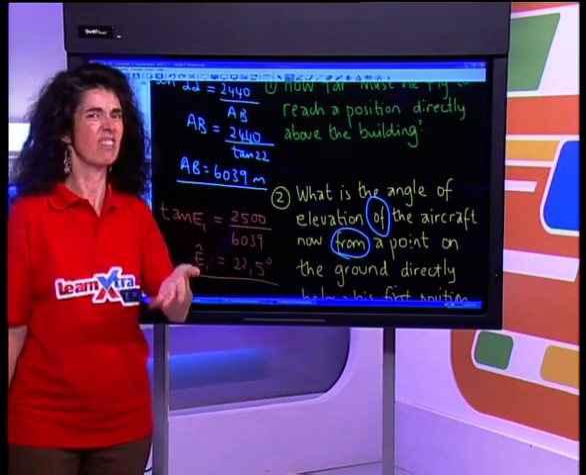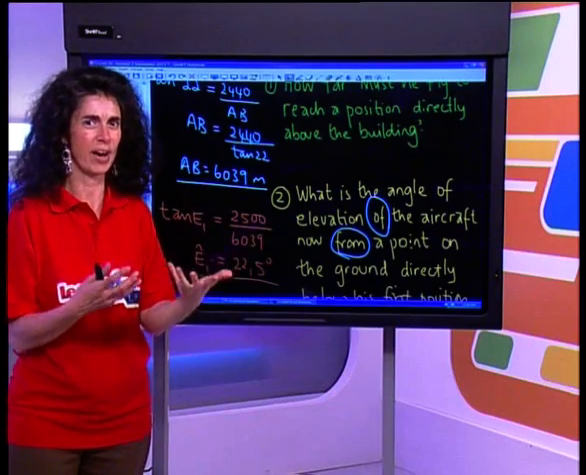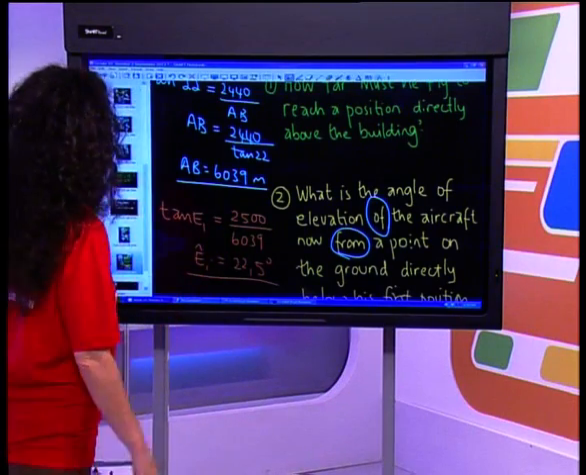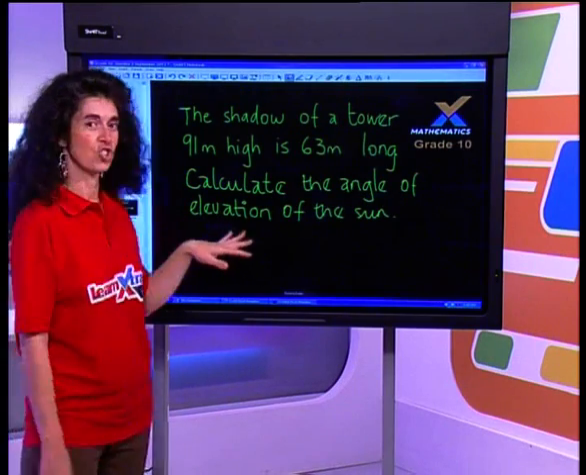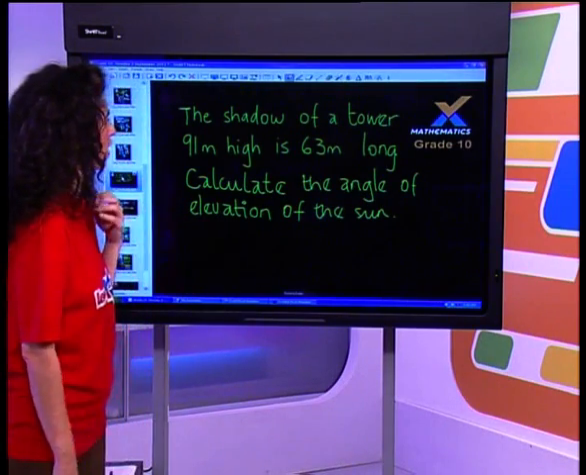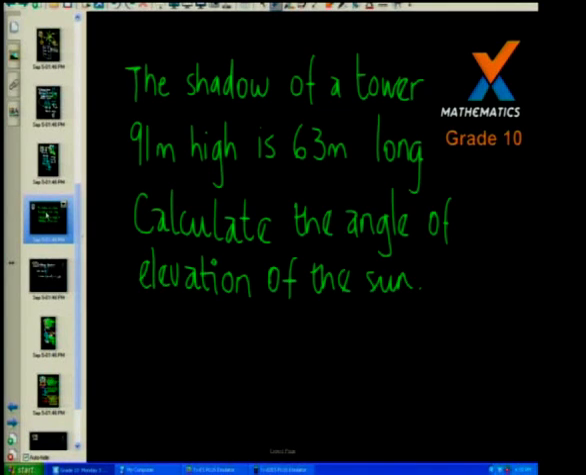Some of you are saying, but I've got angle A, I've checked my answer, I know it's correct, I would like another little challenge. So maybe we'll do one that we haven't done, and we'll check this question in a moment. We've got the shadow of a tower, 91 meters high, is 63 meters long. Calculate the angle of elevation of the sun. So I'll leave you to ponder on that one for a little while. You can get working. There's a tower 91 meters high, it casts a shadow of 63 meters. What is the angle of elevation of the sun?